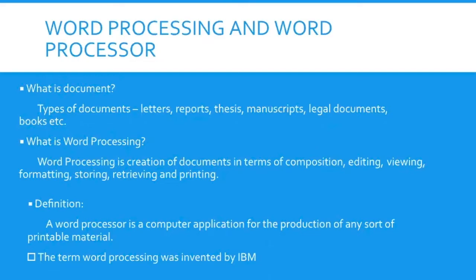So, word processing is basically creating a document, the document that we mentioned above, editing it, making any sort of changes to it, viewing it, changing the format of the same, or any other actions that you can do with the document. The process is called word processing, and the computer application or the computer software which you can use to do this task is called a word processor.